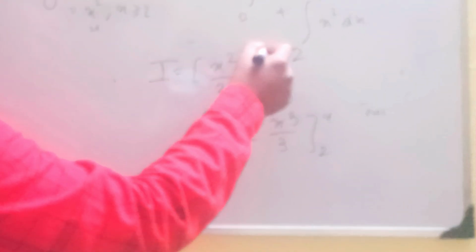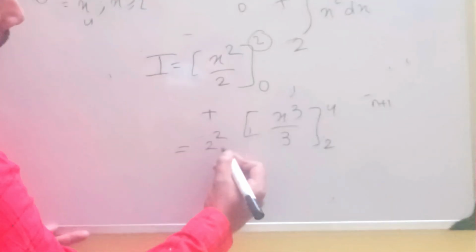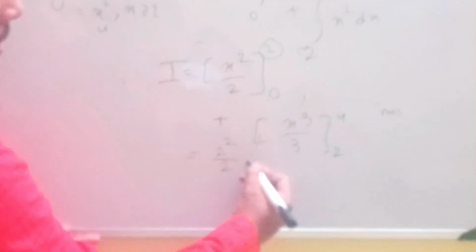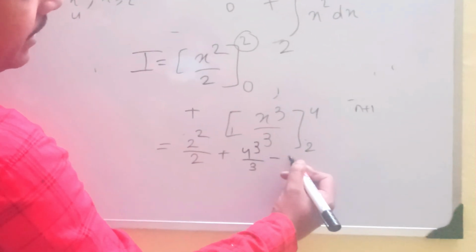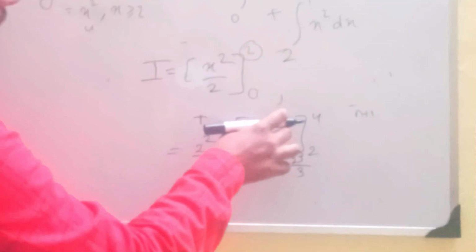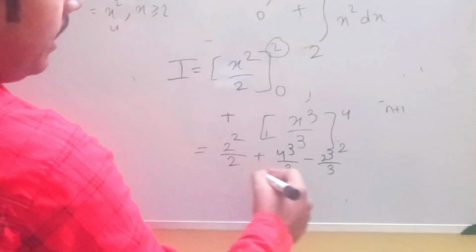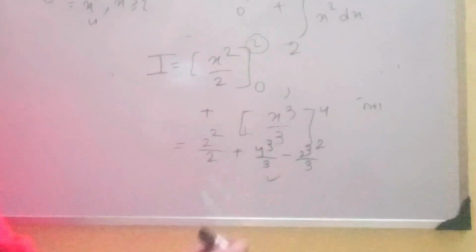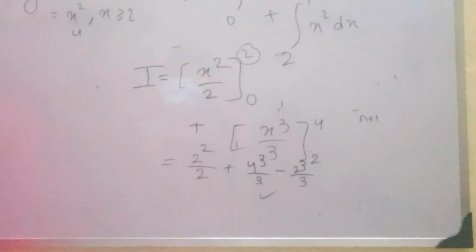So we only need to evaluate the first one at the upper limit, which is 2 square upon 2, plus this one should be evaluated as 4 cube by 3 minus 2 cube by 3. So you first put the upper limit into the function, then do a minus, and then put the lower limit here. And you can simplify this, and whatever this gives, that is your required answer. So this problem is then solved.